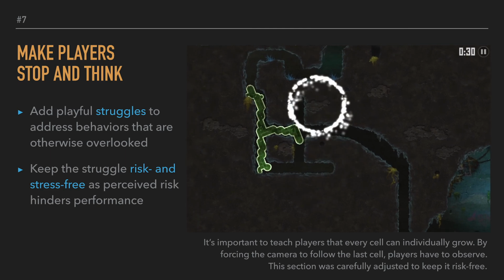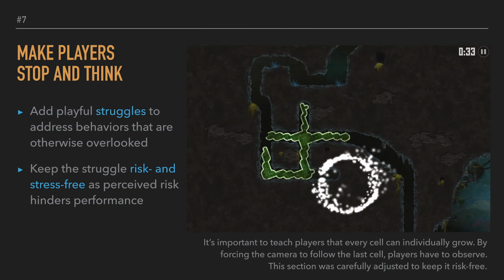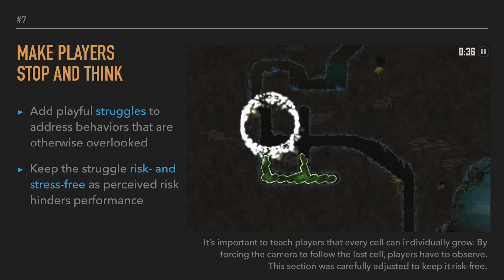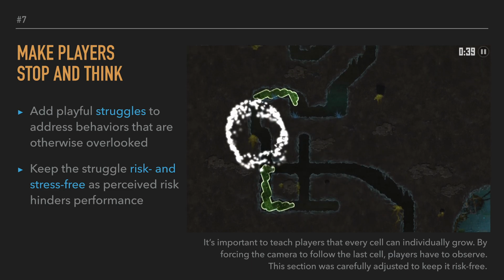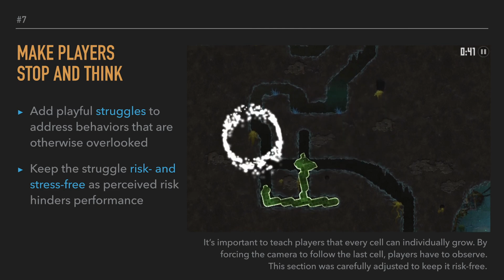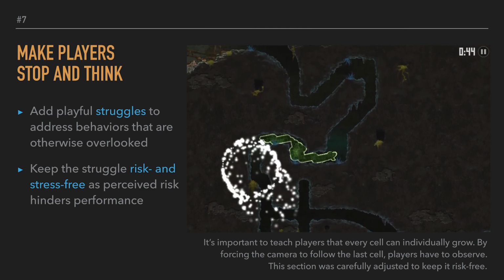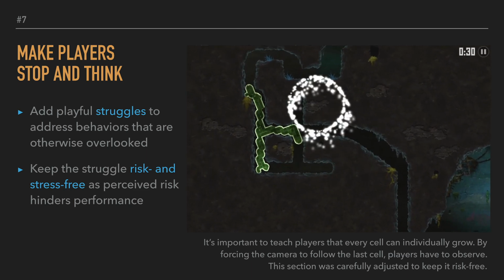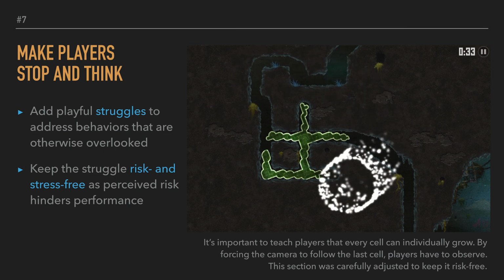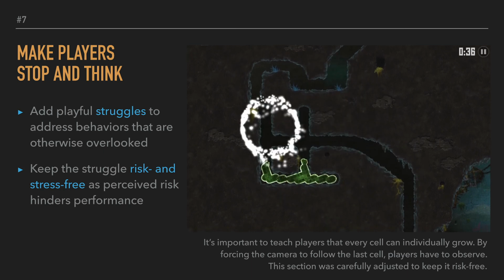You can also add playful struggles in order to make players observe new things that you want to teach them. In this case, the idea that every cell can grow. I made the camera always focus on whatever piece that was left behind. And players would just try to go forward until they realize that there are pieces left behind. Once they clear them, they can go forward, but at that point, they've already learned a very important lesson. Make sure that those artificial struggles are risk-free and stress-free for the reasons we discussed before. Otherwise, the retention is going to be gone.